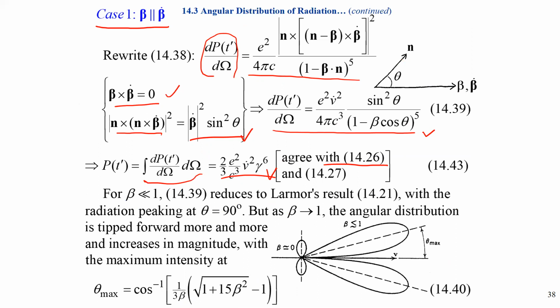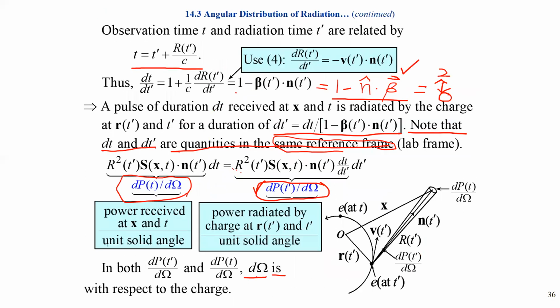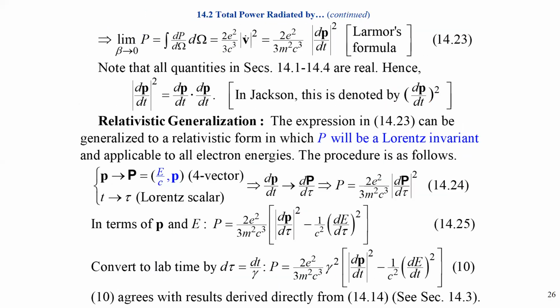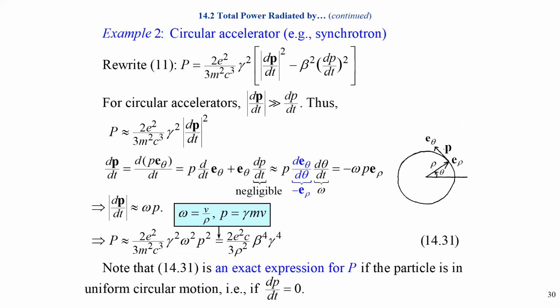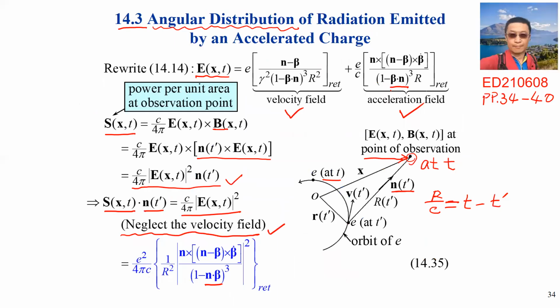2e squared over 3c beta dot times gamma 6. Okay, exactly the same, except just substitute beta and beta dot in the same direction. 26. Okay, because this one is 0. In this case, 0. So don't worry, just one term. So exactly the same. Different derivation, but the same solution.